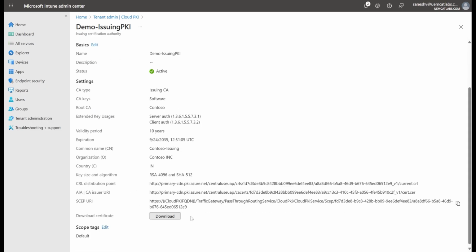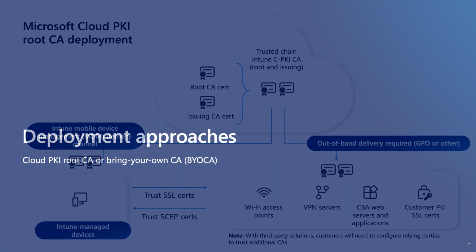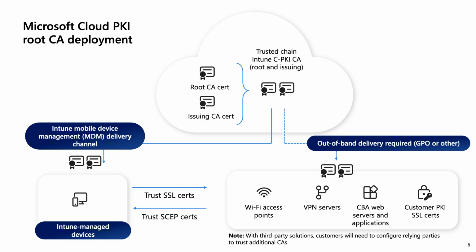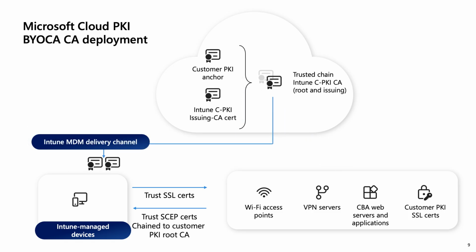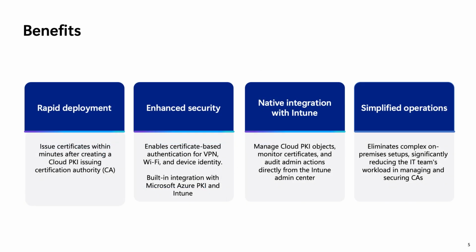Now, moving on. There are two deployment approaches with Cloud PKI. The first one is pretty simple: there's a root CA created in the cloud and an issuing CA created in the cloud. The other one is where you have the issuing CA created in the cloud, but it is anchored to another PKI infrastructure, which could be your Active Directory Certificate Services on-prem, a third-party on-prem PKI infrastructure, or even a cloud certificate provider.